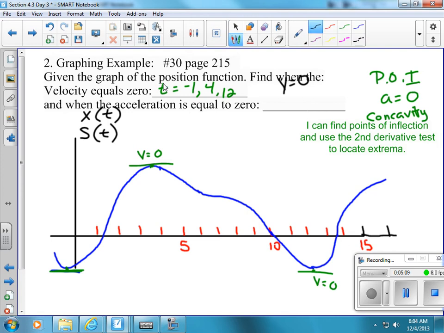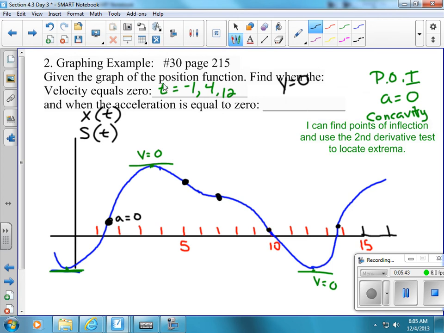Okay, here we have concave up until about right here, and then we have concave down until about right here. Then we have concave up until about right here, and then we have concave down until about right here, and then we have concave up, and then concave down. Those are our 1, 2, 3, 4, 5 places where the acceleration is 0.